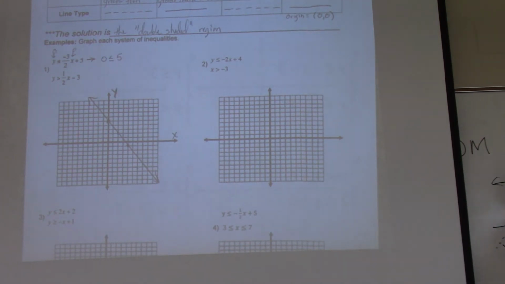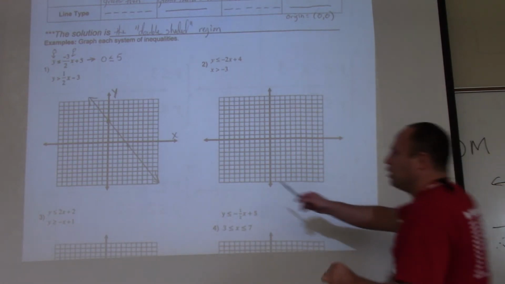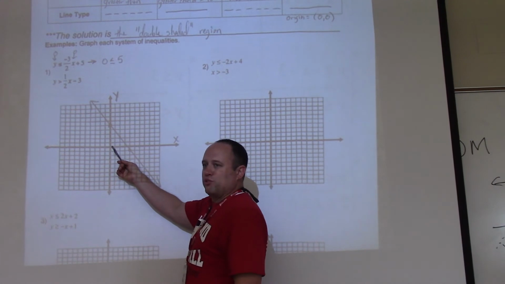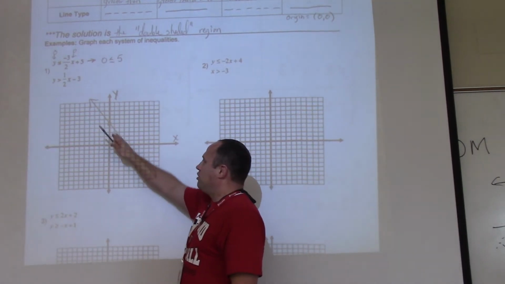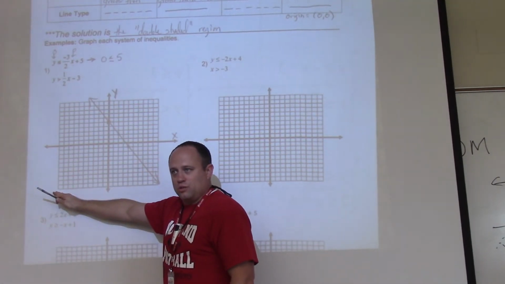Is that a true statement? Say it in your head a second. Is 0 less than or equal to 5? Yes. 0 is strictly less than, right? It's not equal to, but it's less than 5. Everybody okay with that? So that means that this point, 0, 0, is in the solution for that line. So we shade our line towards 0, 0.